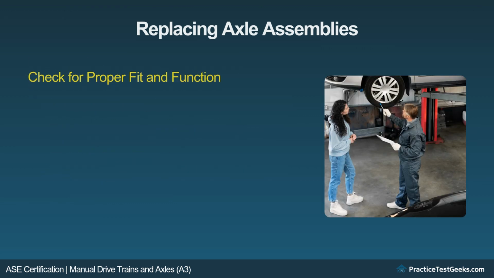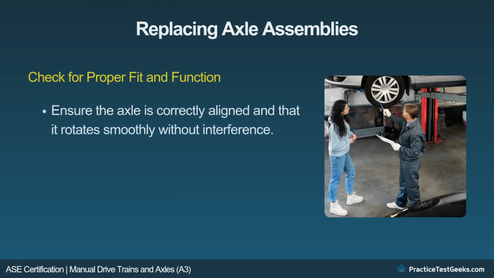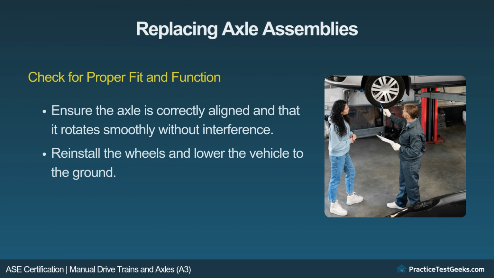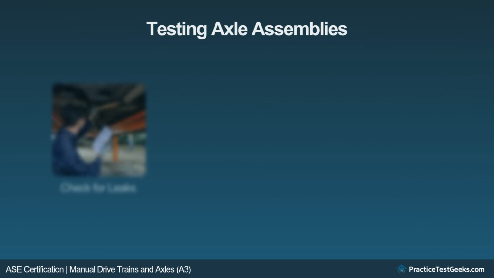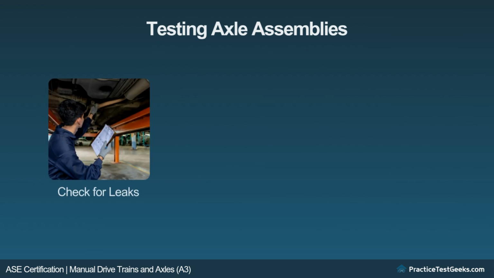Check for proper fit and function. Ensure the axle is correctly aligned and that it rotates smoothly without interference. Reinstall the wheels and lower the vehicle to the ground. Testing axle assemblies. Check for leaks. After installation, check for fluid leaks around the axle seals and differential housing.